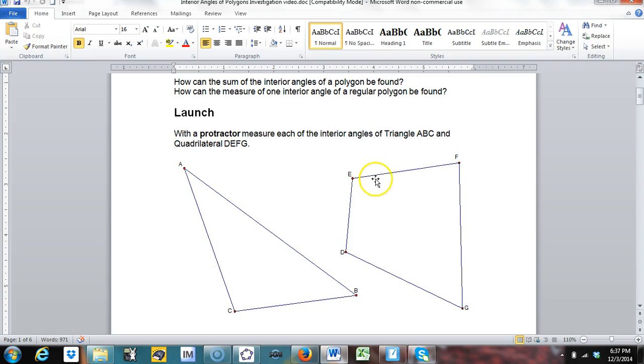So what we're going to do for this activity is use the fact that we should know by now that the interior angle sum of a triangle is 180 degrees. And using that fact, we're going to take polygons that have more sides than a triangle, like a quadrilateral or a pentagon, hexagon, or whatever, and see how we can break these polygons into multiple triangles and use the fact that the angles in a triangle add up to 180. Okay, so what I mean by that is this.